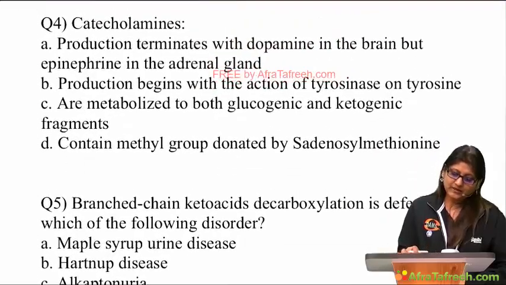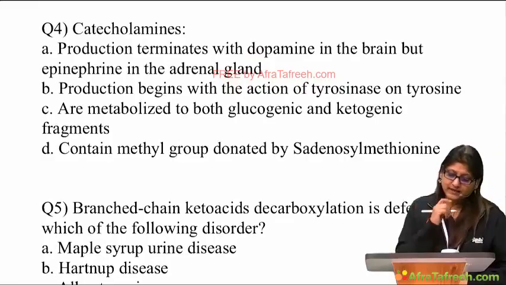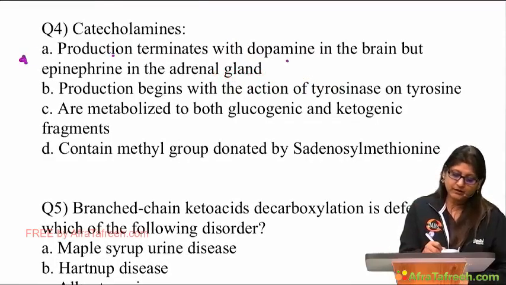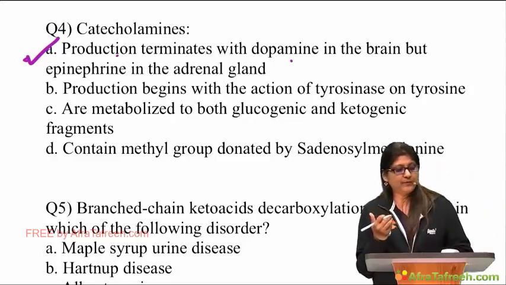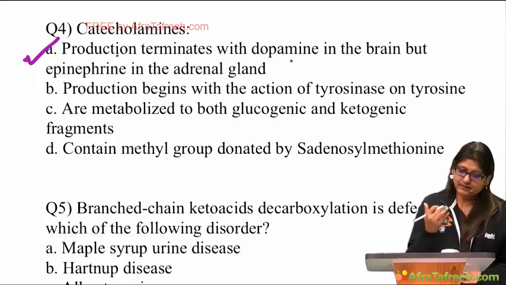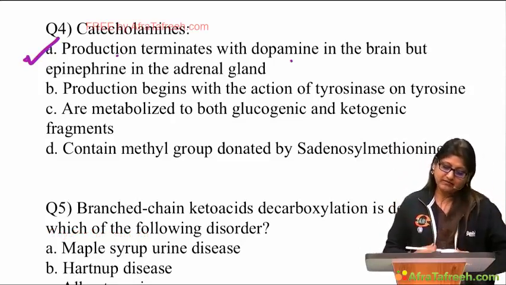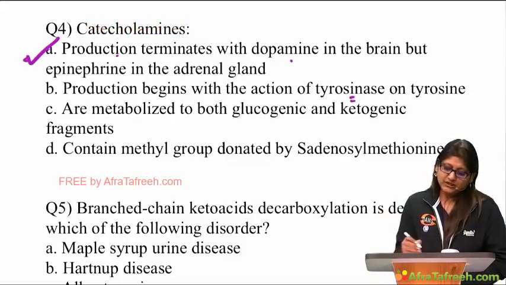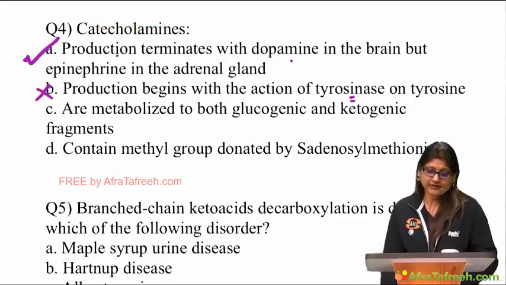Now catecholamines, which are produced by tyrosine, what is the answer? Production terminates with dopamine in the brain but epinephrine in the adrenal glands. So very true, because whenever we are talking about catecholamines, it shows organ specific termination. So brain will have dopamine, adrenal cells will have epinephrine in the same pathway. And tyrosinase is not the initial enzyme, rather tyrosine hydroxylase is the initial enzyme for making of catecholamine.